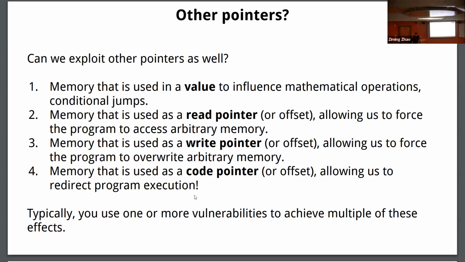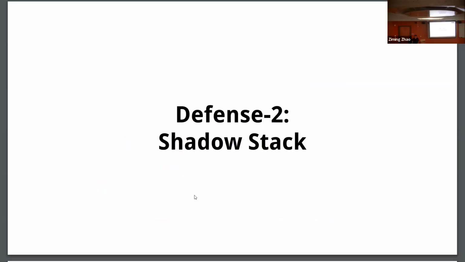So even if we cannot override code pointers, we just override data pointers, we will still be able to hack. But I don't have very concrete examples today, so we will skip it. So the second difference we're going to talk about is shadow stack.